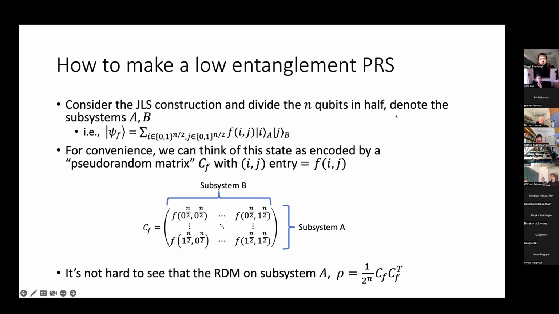Sorry, where does the 1 over 2 to the n come from in this expression? Oh, that's just the normalization. I mean, you can see that here because this is a state I didn't normalize, right? This f of, of course, yeah, plus minus 1, and yeah. Okay, yeah, thanks. That's a good question.